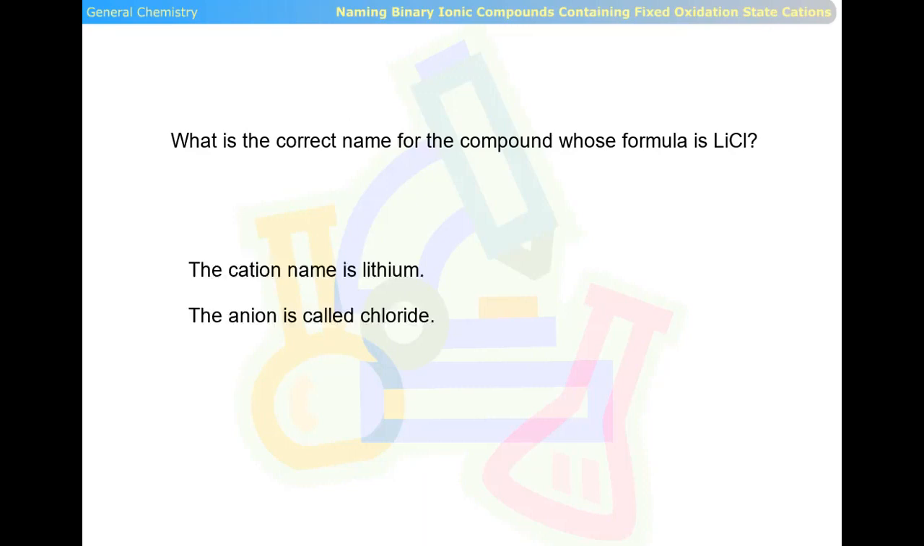What is the correct name for the compound whose formula is LiCl? The cation name is lithium. The anion is called chloride. So the compound is called lithium chloride.